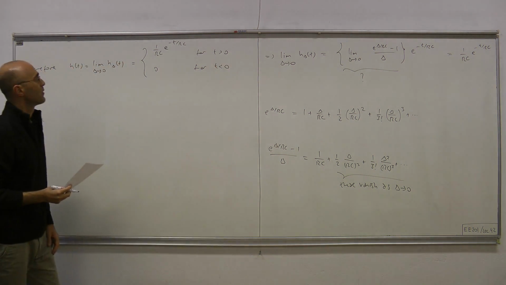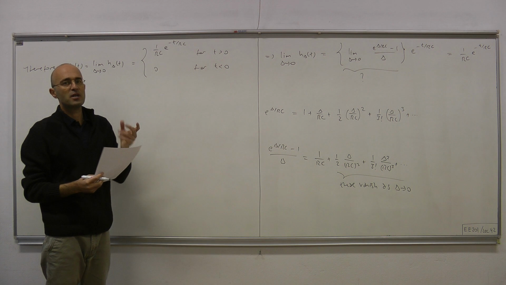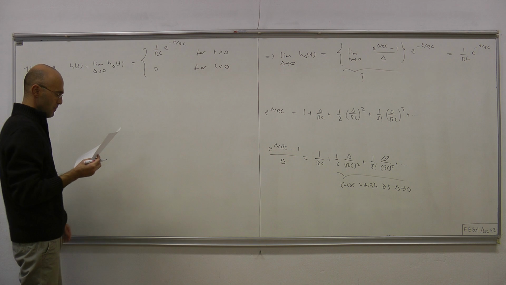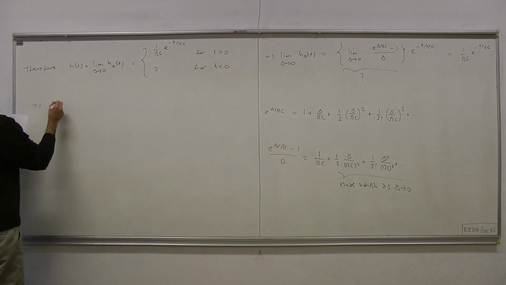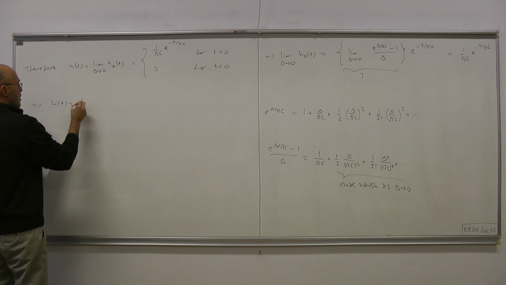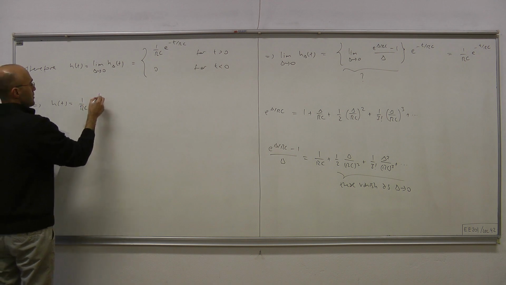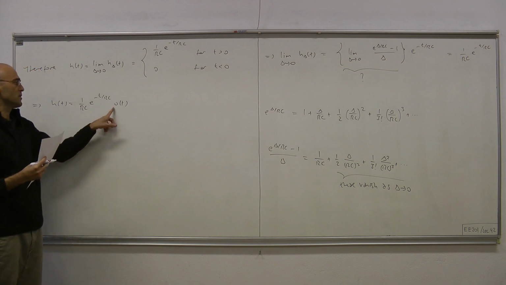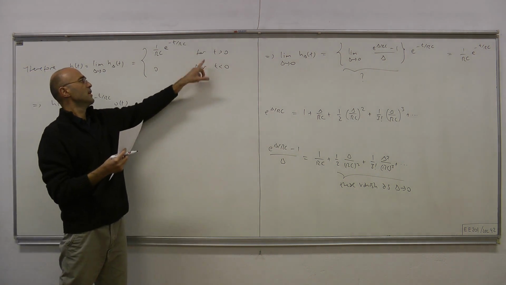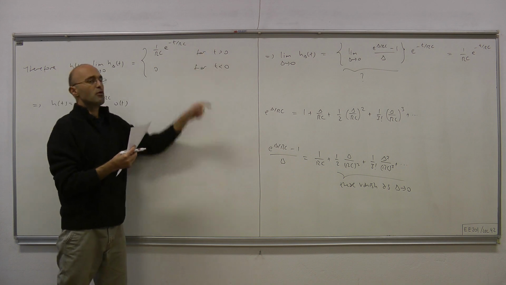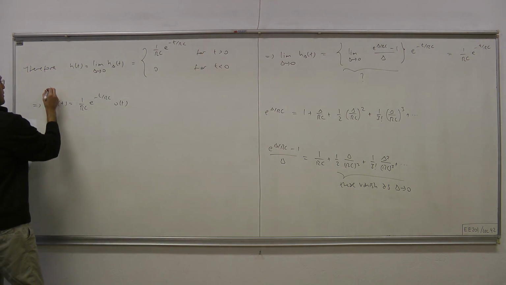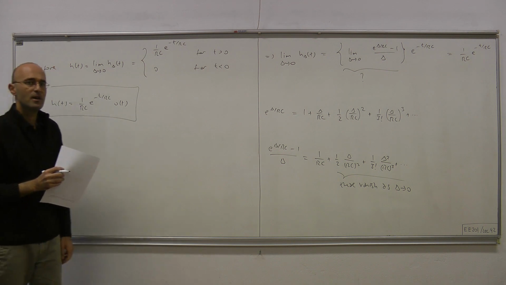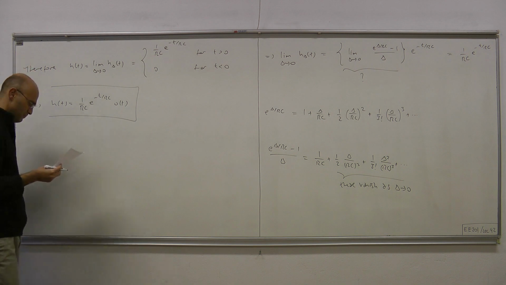t negative. Okay. Now this piecewise expression we can squeeze into a single expression by using our step function and write h of t equals 1 over RC e to the minus t over RC times u of t. This multiplying by u of t takes care of it: it is this for t positive and 0 for t negative. Note that this is the exact same expression that we obtained in our previous lecture.